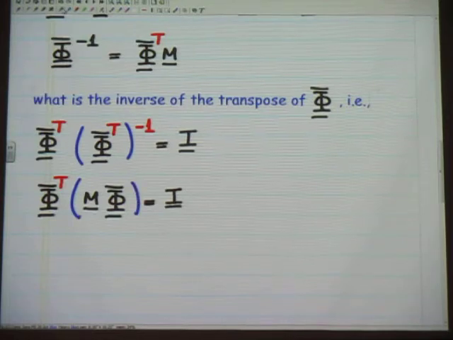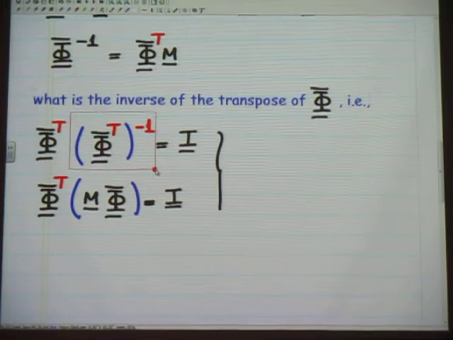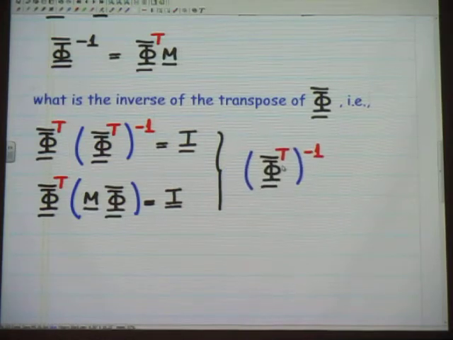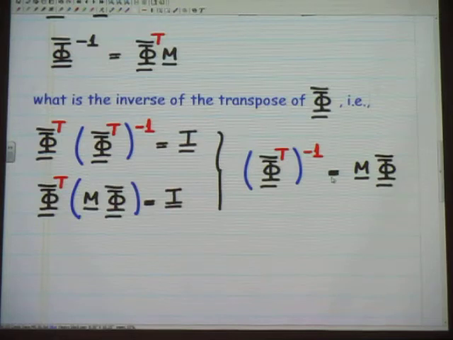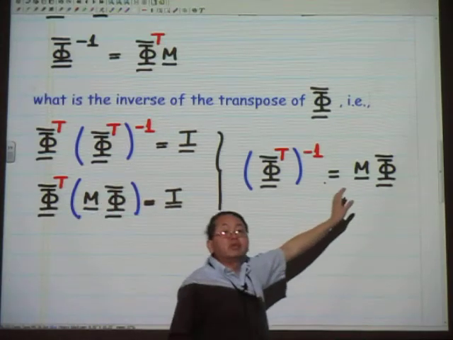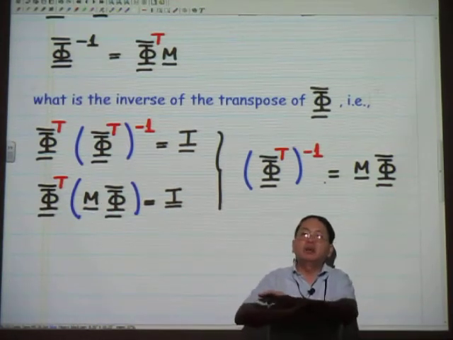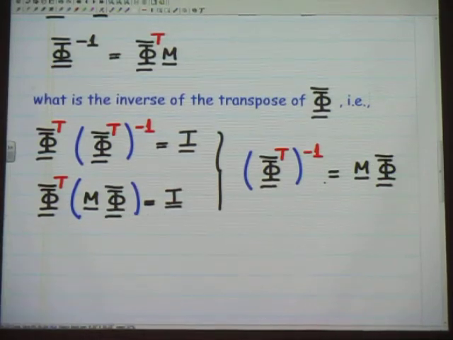And therefore, from here, you deduce immediately that the inverse of phi bar transpose is equal to m times phi bar. Alright. That's it. So the idea is that you can replace the inverse by matrix multiplication, and that's much cheaper. Alright, and the method is using orthogonality.